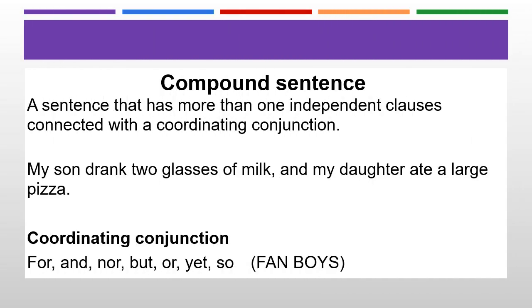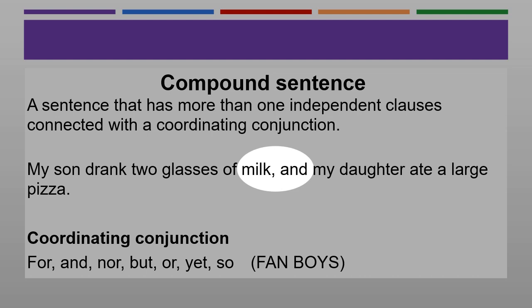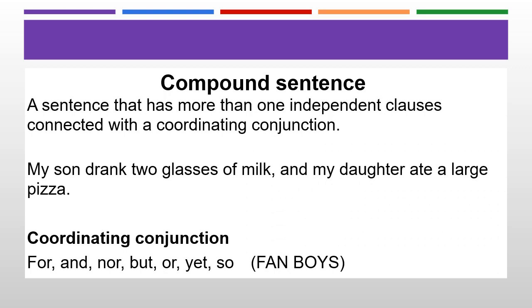A compound sentence, however, has two independent clauses joined together with a coordinating conjunction. There are only 7 coordinating conjunctions in English: for, and, nor, but, or, yet, and so. An easy way to remember this is the word fanboys. One common mistake, which is called a comma splice, is joining two independent clauses with a comma without any conjunction. So to form compound sentences, you always need to join two independent clauses with a coordinating conjunction.